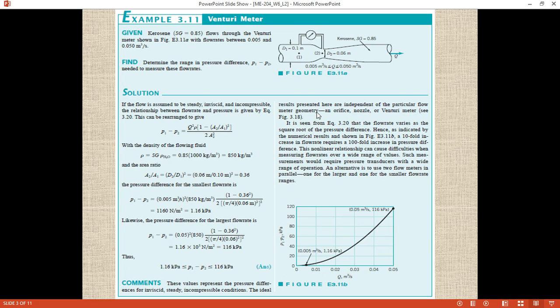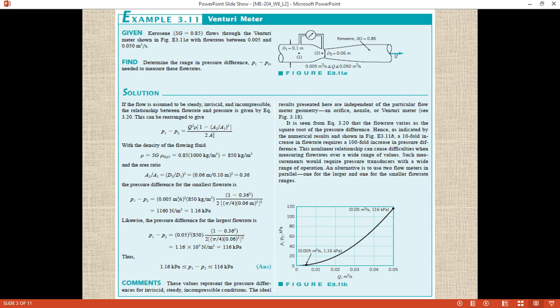So regardless of whether the flow measuring device is an orifice, nozzle or venturi, the reading will be the same. Because we are considering the ideal condition, no losses are considered. But when you consider the correction factors, the losses, the flow will not be ideal anymore.